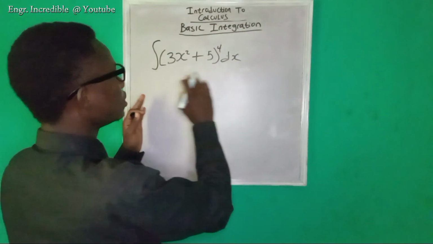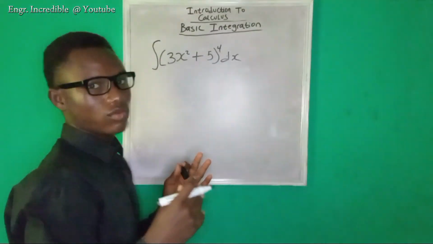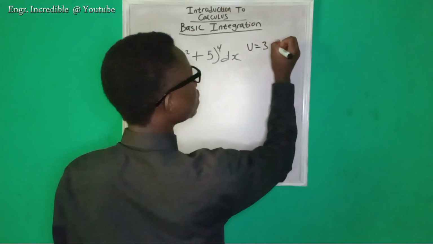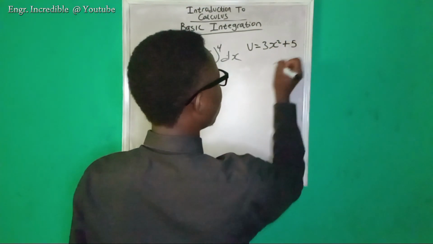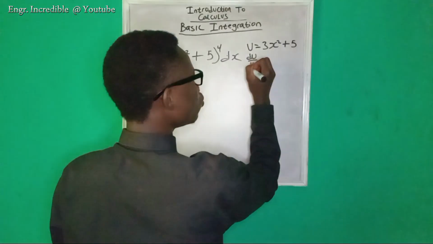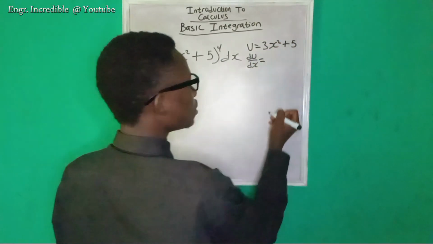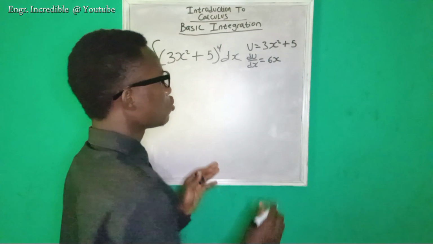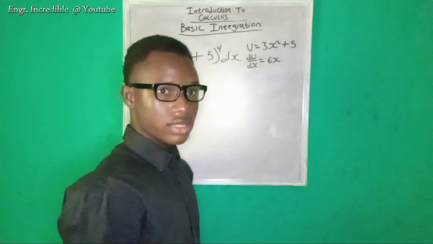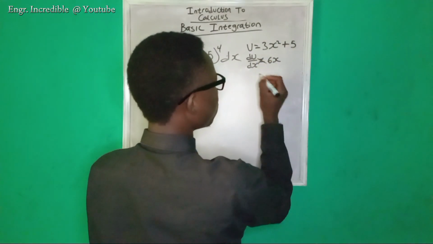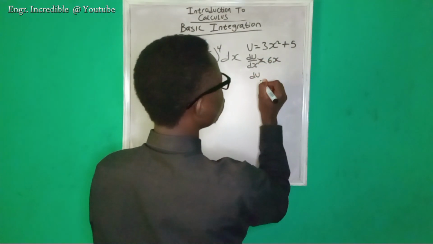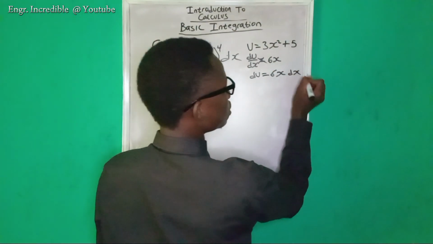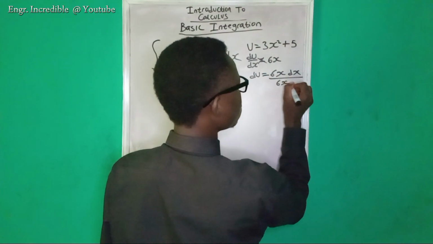So while integrating this using the same formula, what is inside the bracket, we are giving it a value. Let's say we use u. So we have u is equal to 3x square plus 5. Then we differentiate: du/dx is equal to, when you differentiate this, you will get 6x using normal differentiation. So now getting this, you are going to make dx the subject of the formula. First of all, if we cross multiply, we have du is equal to 6x dx, then divide both sides by 6x.